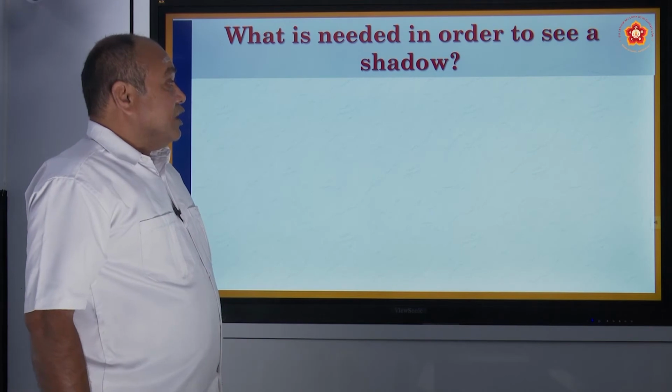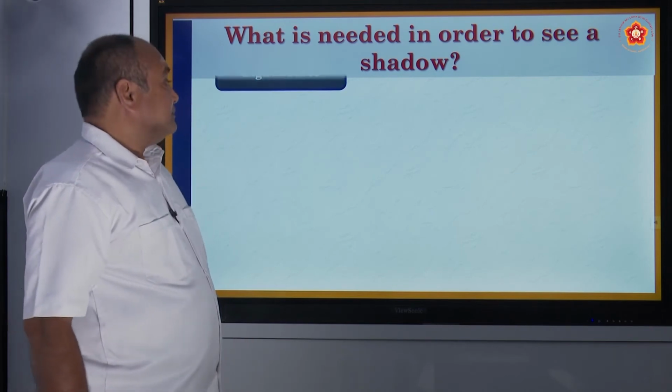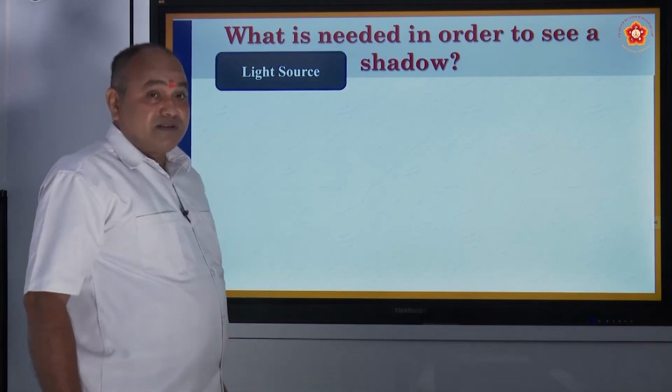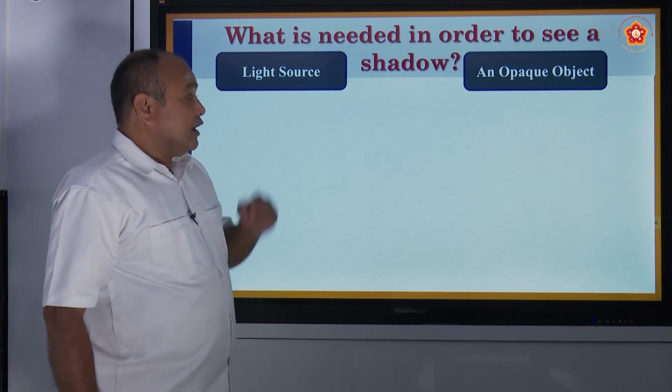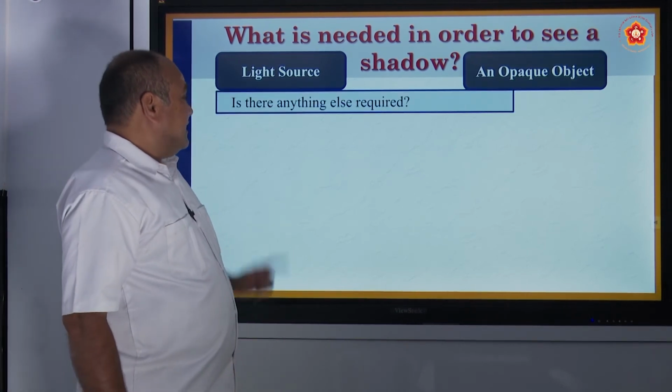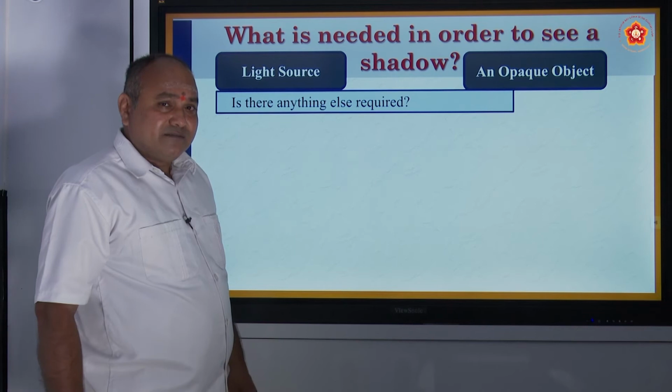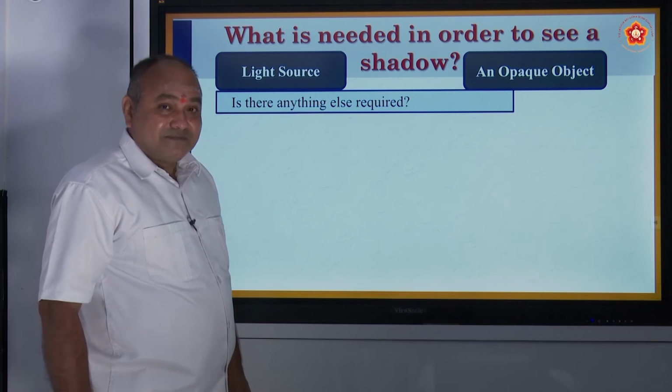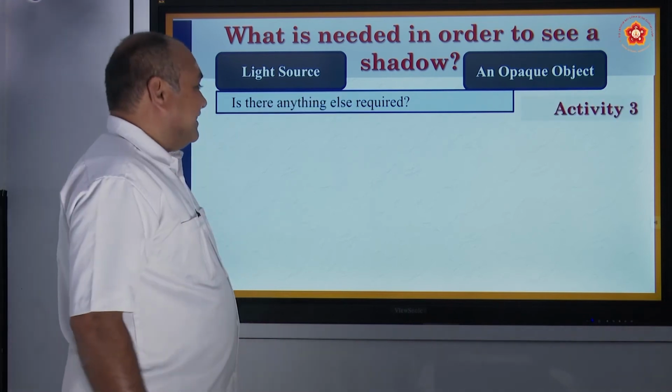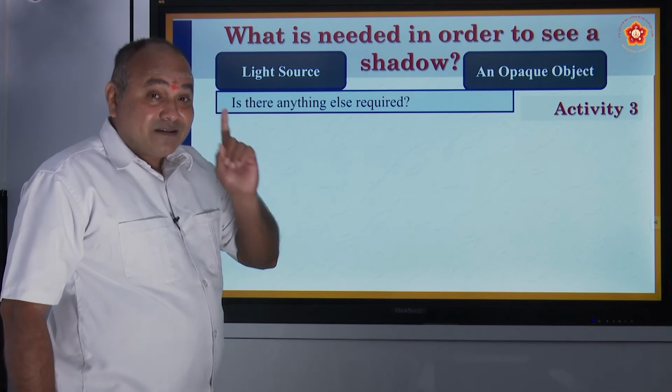What is needed in order to see a shadow? A light source, an opaque object. Is there anything else required? Yes. We need a screen.